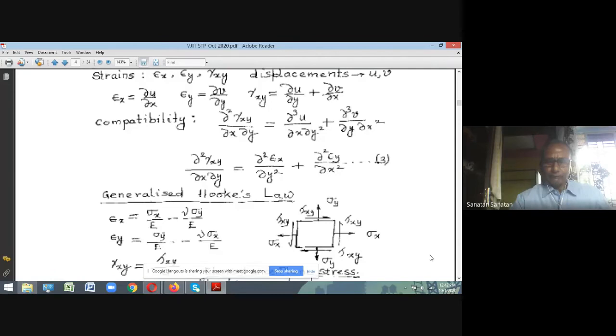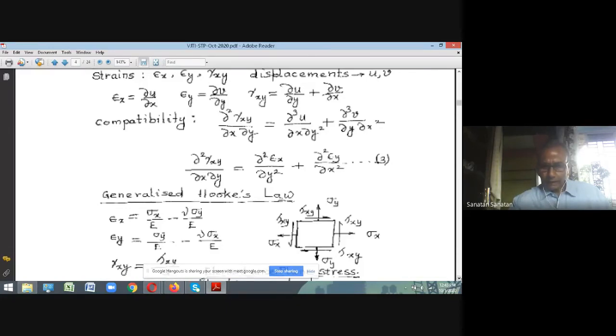So that's what it is. You have three strains, but then you have a constraint between these three strains. This is also known as the compatibility condition. The three strains are linked; they are not independent, and delta 2 gamma xy, delta x delta y is equal to delta 2 epsilon x delta y square plus delta 2 epsilon y delta x square. This is the compatibility condition. As in the case of that strength of materials problem, what was that compatibility? U1 equal to U2, and here this equation 3 is the compatibility condition of deformation in two-dimensional elasticity.